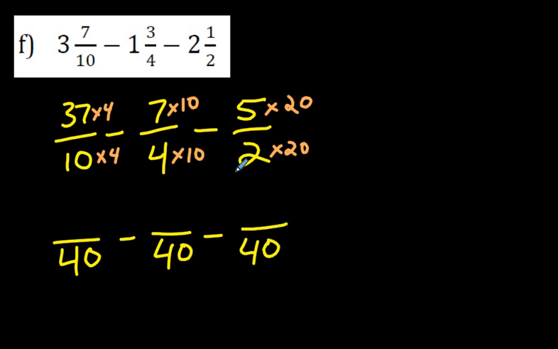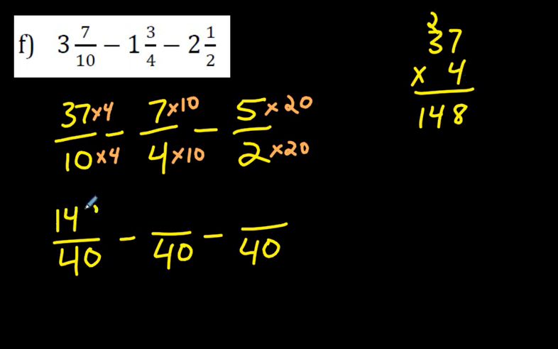What a crazy question. 37 times 4. I don't know that off by heart what that is. I'm going to do it on the side here. 7 times 4 is 28. 12 plus 2 is 14. Okay? So 148. Wow, that's not pretty.